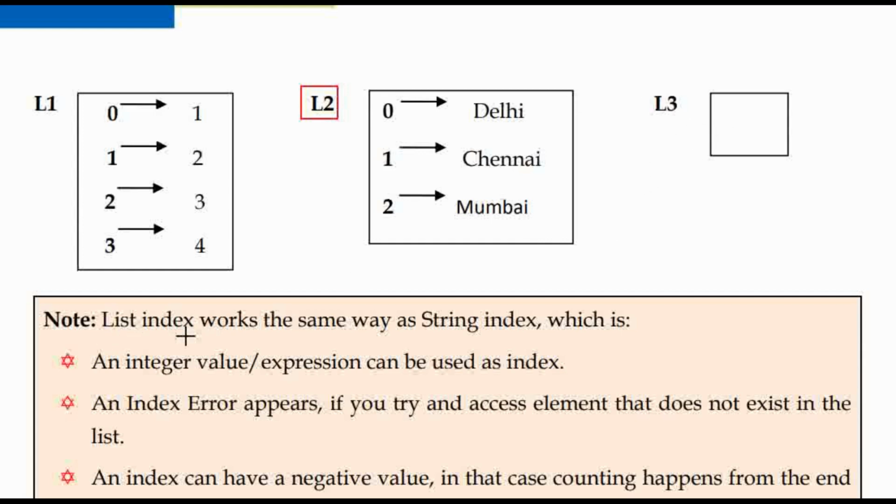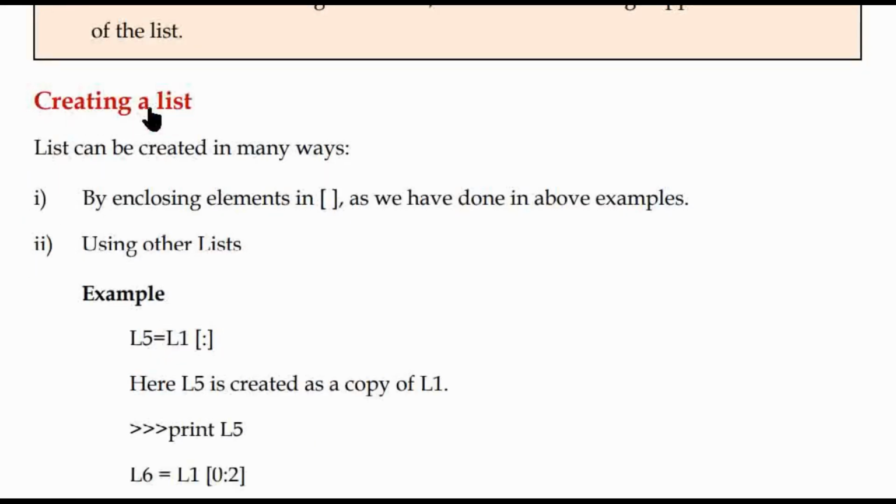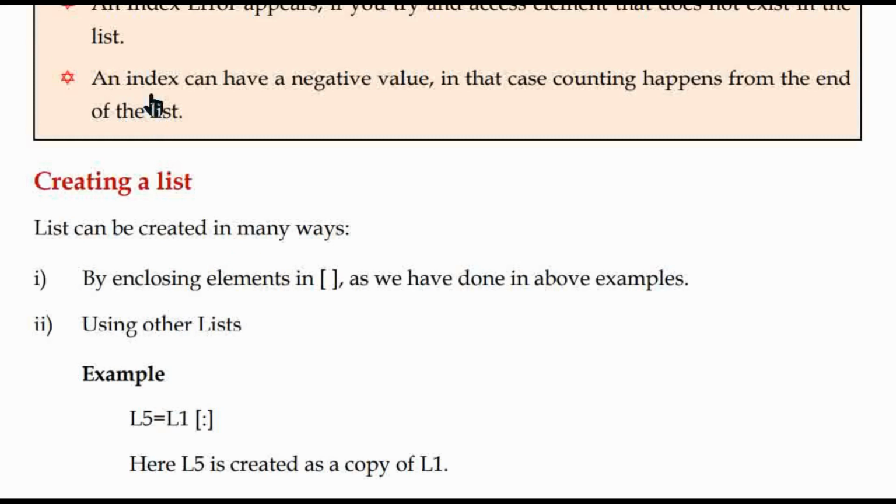Note: list index works the same way as string index, which is an integer value expression can be used as index. An index error appears if you try and access an element that does not exist in the list. An index can have a negative value. In that case, counting happens from the end of the list.